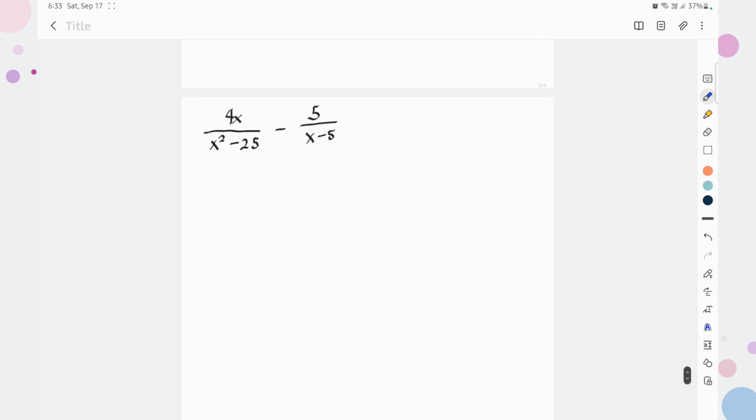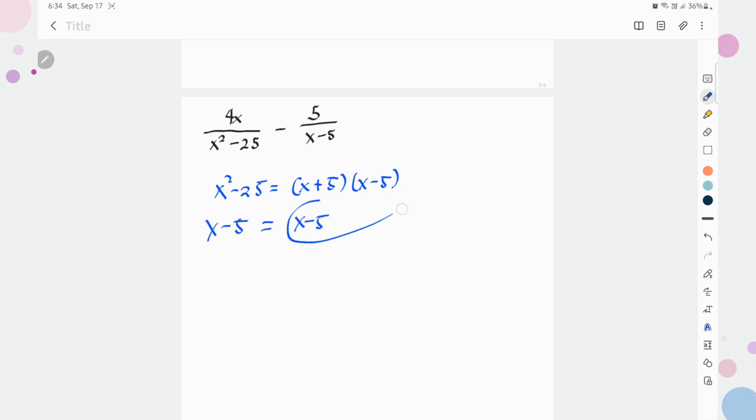So let's have this one. There's another one, another approach. As you can see, we have now x squared minus 25. We can now get the factors of that as x plus 5 and then x minus 5, right? And then x minus 5 is just simply x minus 5. Now we can put what's common to them. So we can have now the LCD. What is common is x minus 5. And then multiply that by x plus 5.